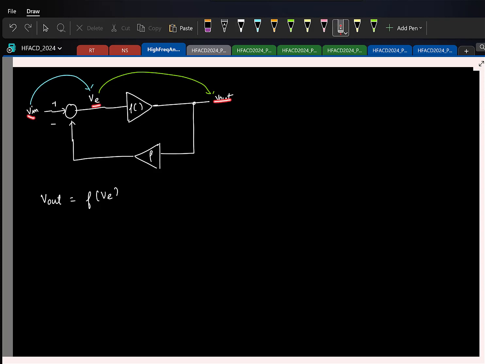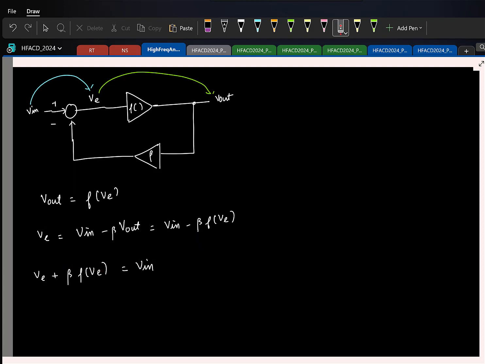Let's try to find the relation from V in to VE. So if I write VE, again VE is V in minus beta V out, and that is basically V in minus beta times f of VE. So I'll just take VE terms together. So VE plus beta f of VE is V in. I've just taken this term here.